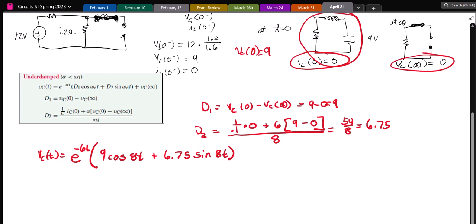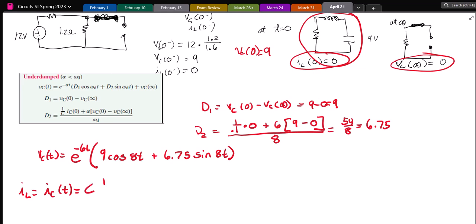Now, if we look at our circuit, the current through the capacitor is the same as the current through the inductor. So we have VC of t. If we find IC of t, that's also IL of t, because they're in series. So IL of t equals IC of t, and we know that I of t is C dV/dt, and C is 0.1. And now we have to use the product rule.